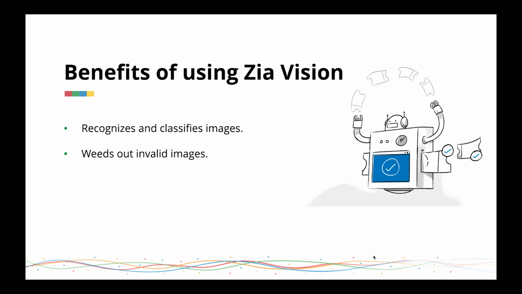Zia crunches the input images accurately and hence eliminates the invalid images. Zia Image Validation identifies and alerts you while uploading a record with anomalies or inappropriate content even before it gets through the CRM.